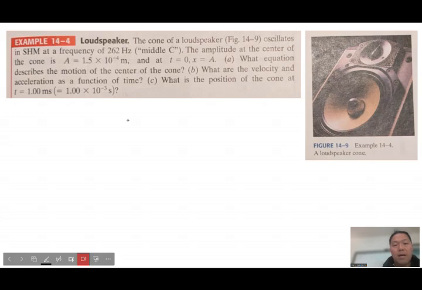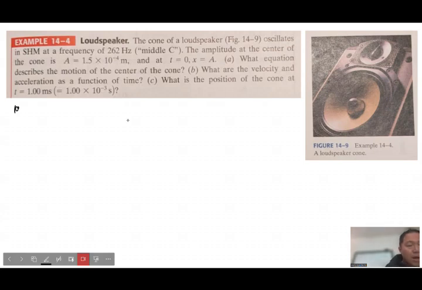B, what are the velocity and acceleration as a function of time? C, what is the position of the cone at 1 millisecond? So let's just start with number A.